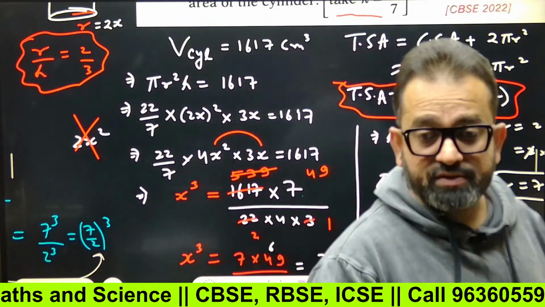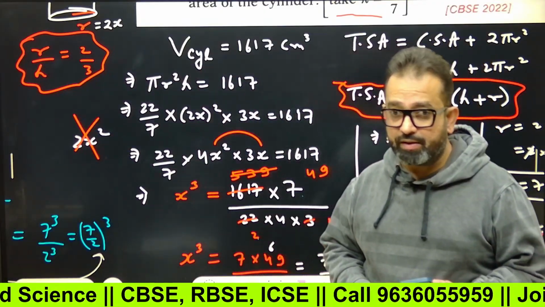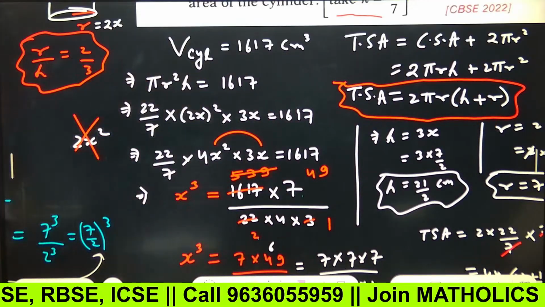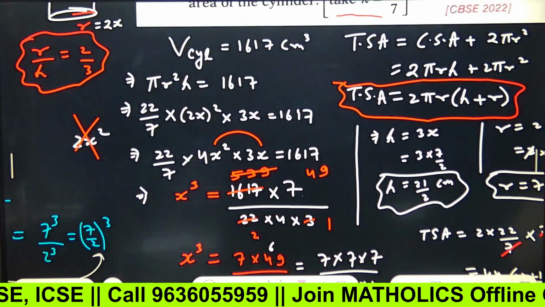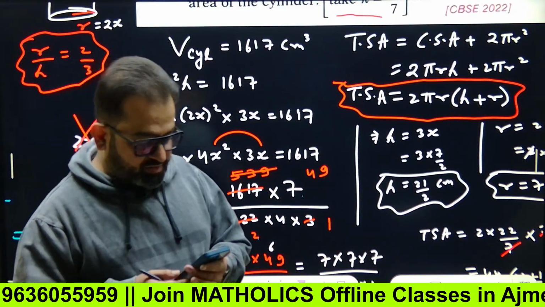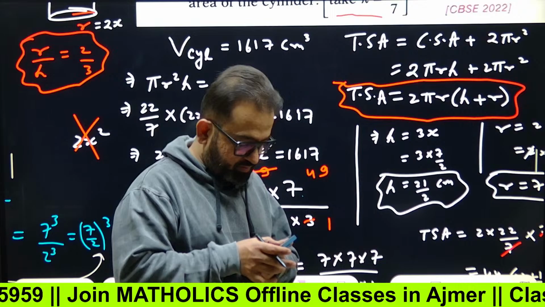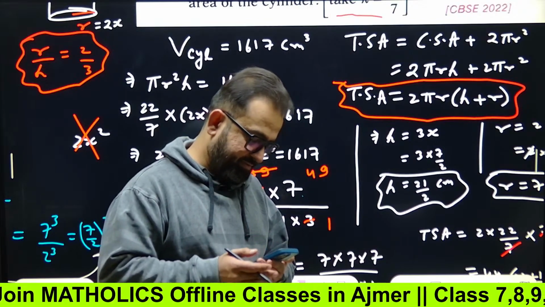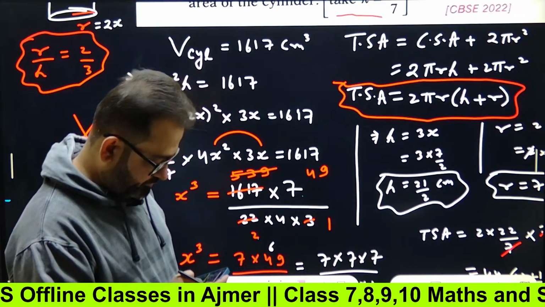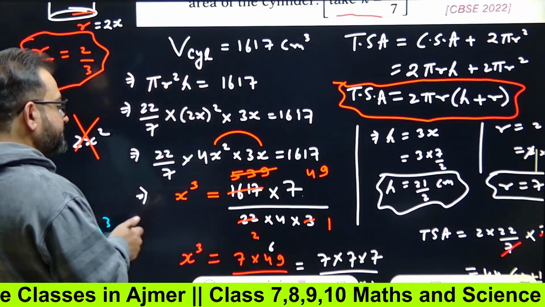Got this point? Yes or no in the comments? Anyone? Tell me. If yes, we can move forward. Yes or no? Got the point? So x is 7 by 2.